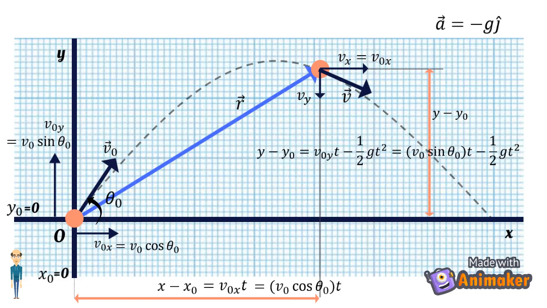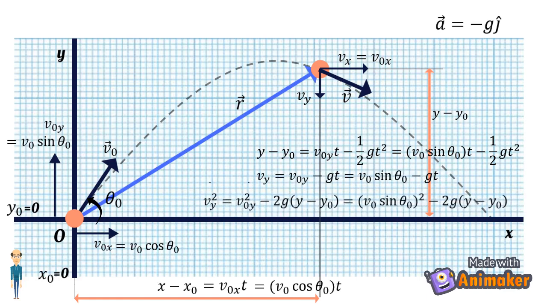We can further write the other equations of motion in the vertical direction, that is, equations involving the vertical component of velocity at any time t. Let's call it vy. So vy equal to v0 sin theta 0 minus g t, and vy square equal to (v0 sin theta 0) square minus twice g multiplied by y minus y0, which is the displacement in the vertical direction.